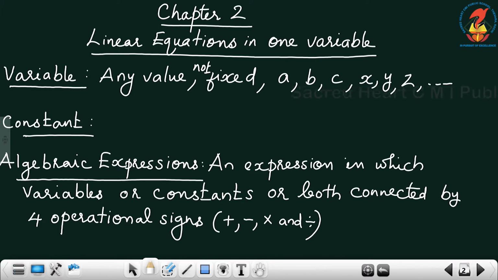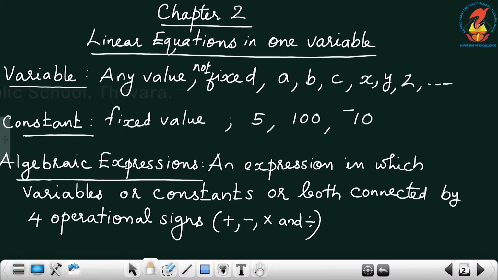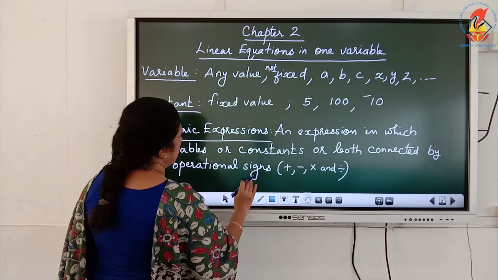Then constant. A constant has a fixed value. We cannot change its value. For example, 5. 5 is a constant. 100, another constant. Negative 10, another constant.